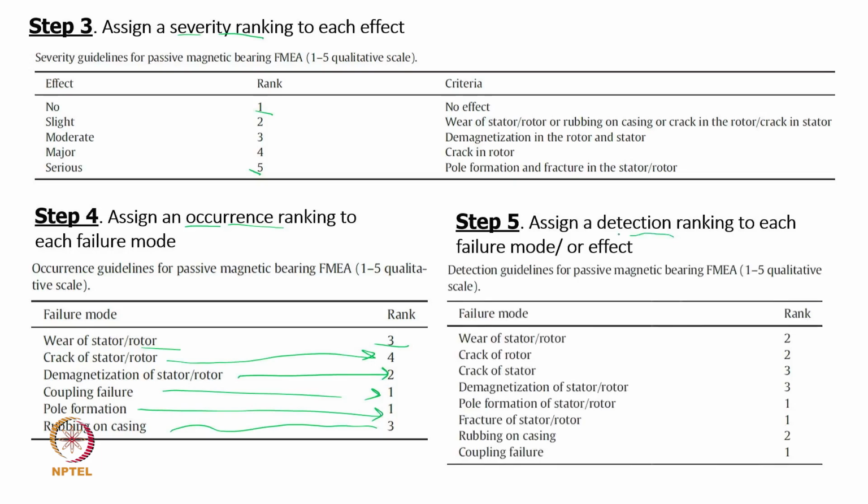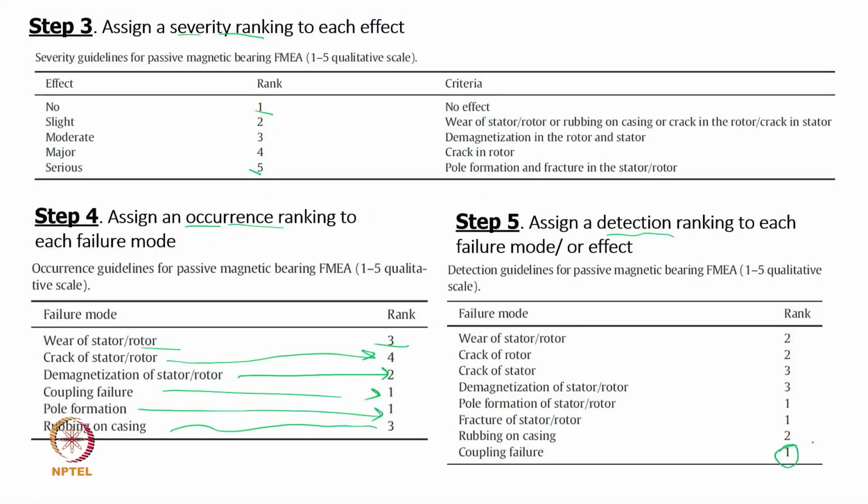Coming to the detection, how to detect this kind of failure, we find that more or less not a single failure is really getting a 4 or 5, because it was relatively easy to figure out. Failure of the coupling can be seen easily, and fracture of the rotor or pole formation can be seen easily, because we had a sheet, we could immediately use it and figure it out.